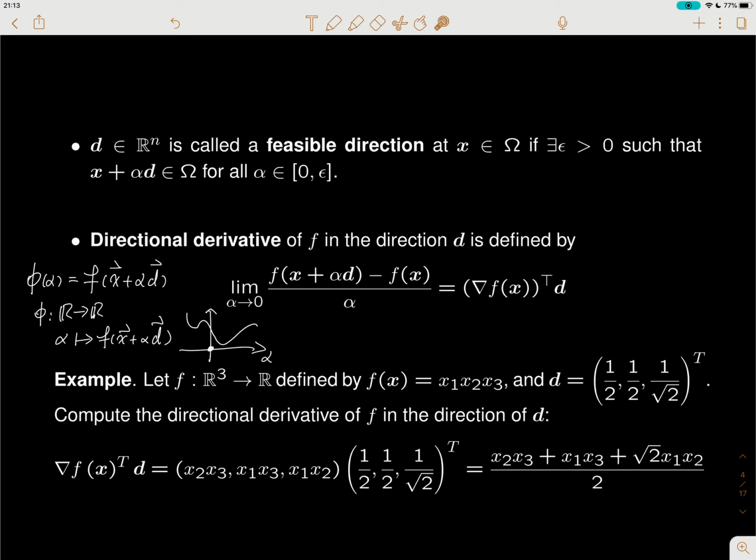Okay, so my point is, since you have this phi defined, this is the phi function, phi alpha. And the directional derivative of the function f at x with the direction d is essentially the phi prime of 0. Okay, so the directional derivative of f at the point x with direction d is just the phi prime at 0. The reason is, look at the definition here.